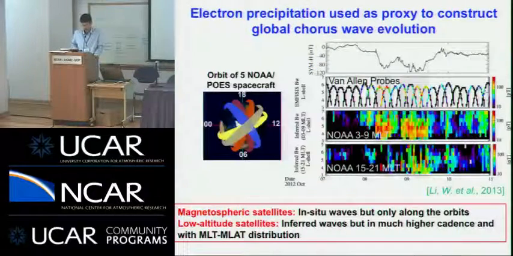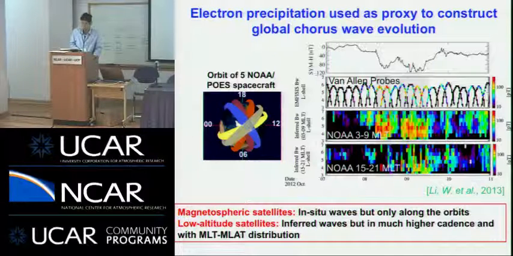So what Wen did is take the five NOAA polar satellites, which provide far better local time and latitudinal coverage, and deduce the wave amplitude from precipitation data. This is a particular storm event. The second panel shows the Van Allen Probe in situ measurement of plasma wave intensity along the satellite tracks. So yes, we can see wave enhancement associated with geomagnetic storms.